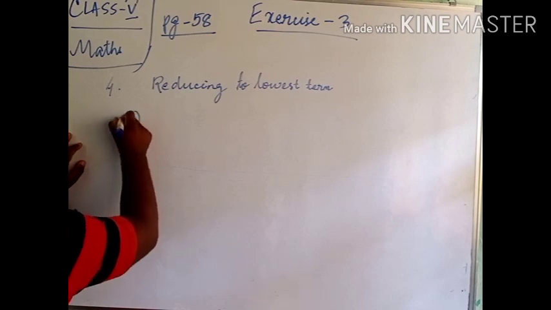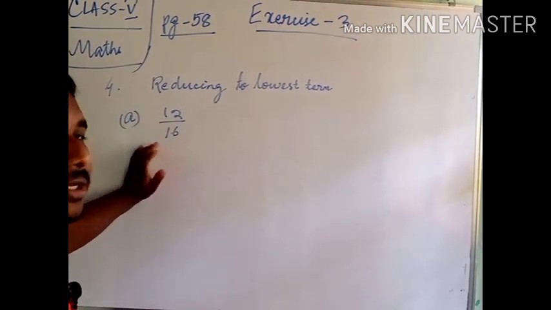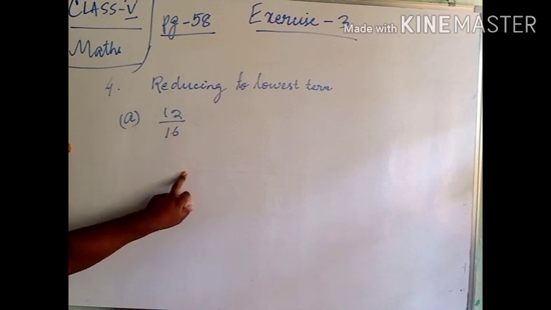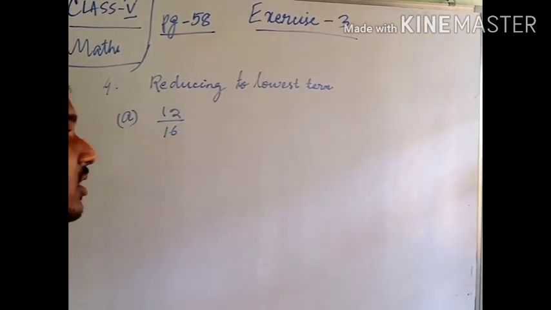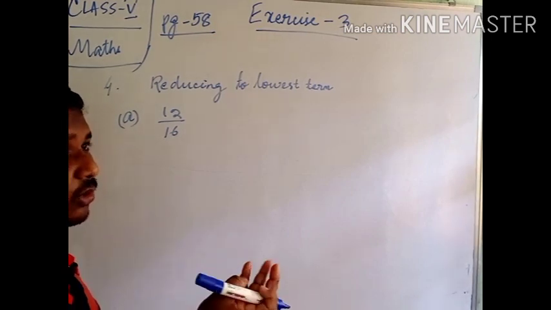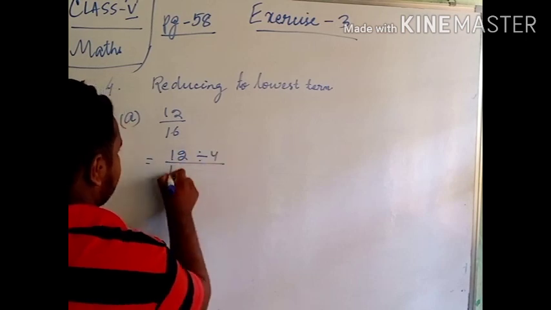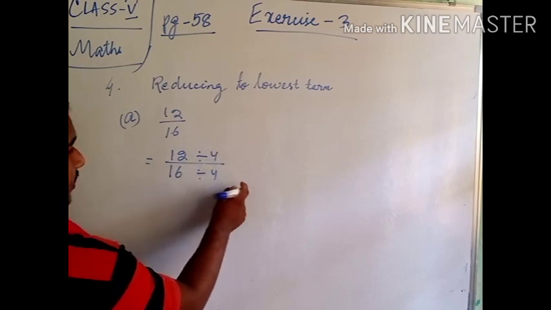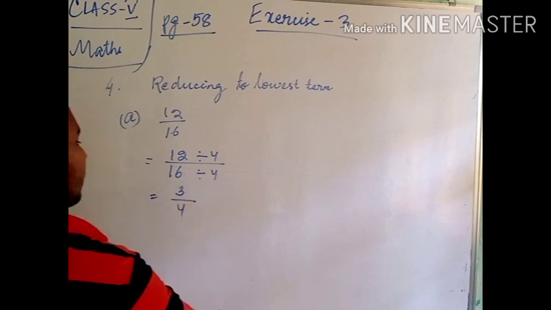So look at the first one, 12 by 16. Tell a table where both are present. 2 table: 2 6s are 12, 2 8s are 16. Then 4 table also: 4 3s are 12, 4 4s are 16. So which is the bigger number, 2 or 4? 4. So we will take 4. 12 divided by 4 and 16 divided by 4. Both should be the same number, not different numbers. Now 12 divided by 4 is 3, 16 divided by 4 is 4.